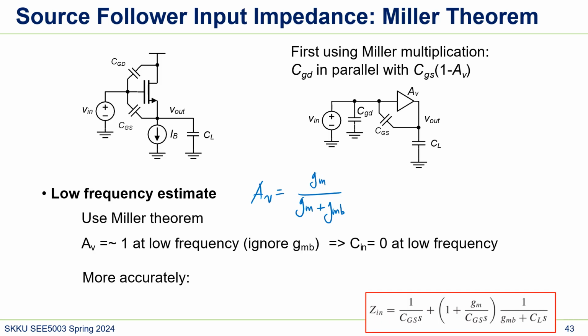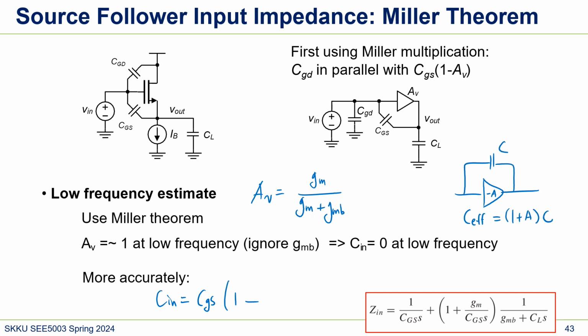So the C in would be CGS Miller effect. Note that the polarity is minus because the gain is positive. Why? Because when we do Miller effect, the C effective was 1 plus A times C. So we need this minus sign. So that will be like this. Minus GM over GM plus GMB.